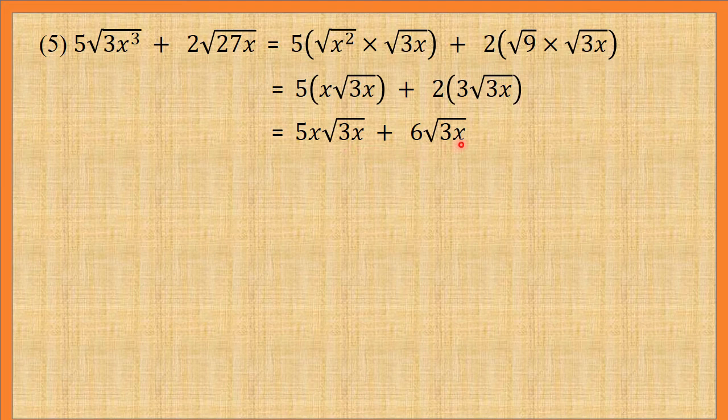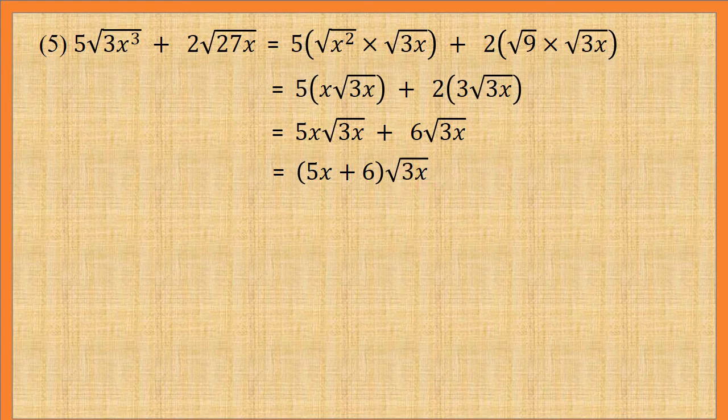We can now see that the radicands are the same. The radicand here and here are the same. So we pick one and combine the outside terms. This combined with that gives us 5x plus 6, and we have root of 3.